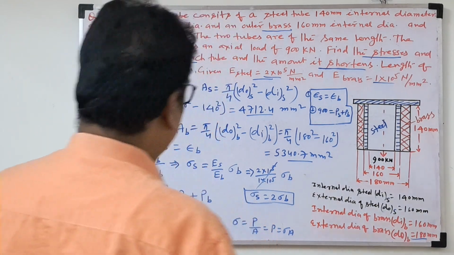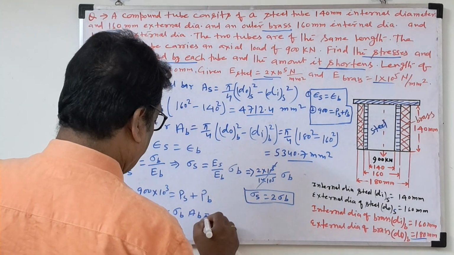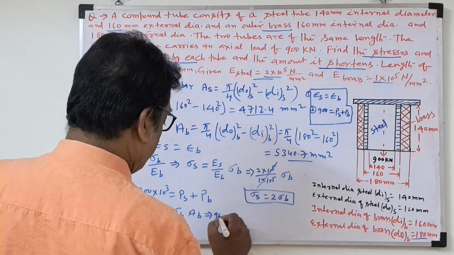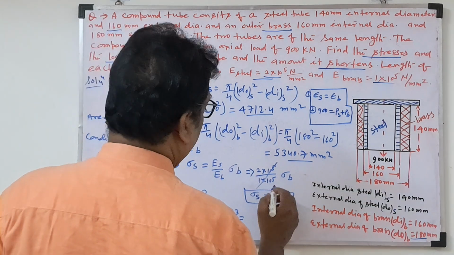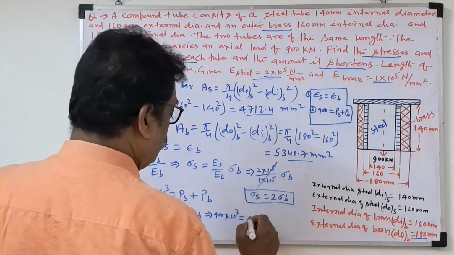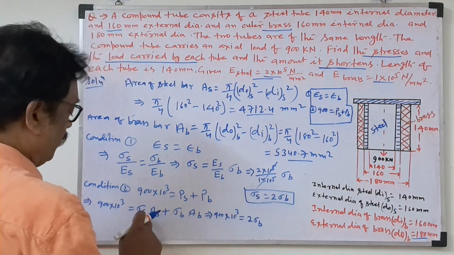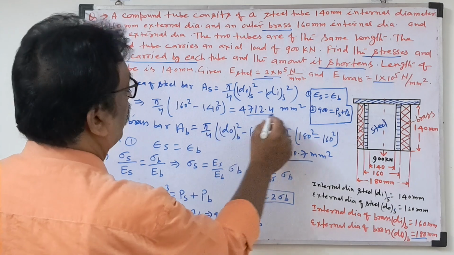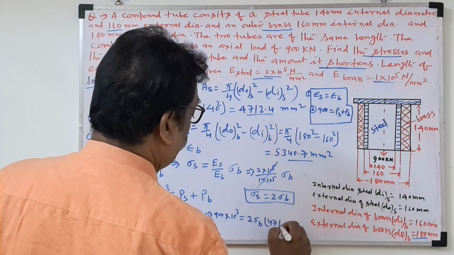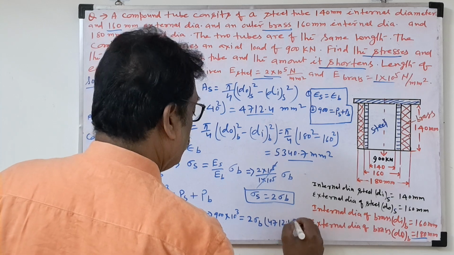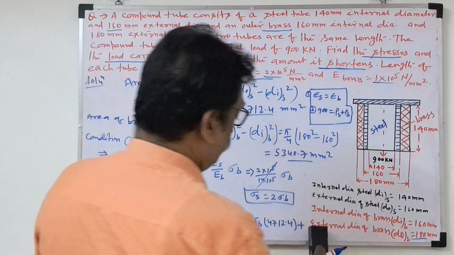Now we'll substitute the values. We have 900 into 10 power 3 as the load. Stress sigma S is 2 sigma B. The area of the steel bar is 4712.4, multiplied by 2 sigma B, plus the brass part.